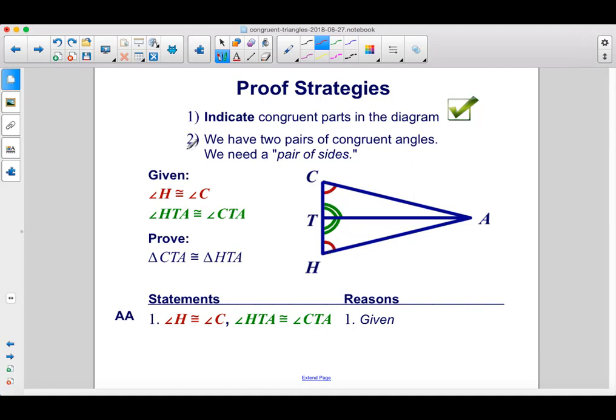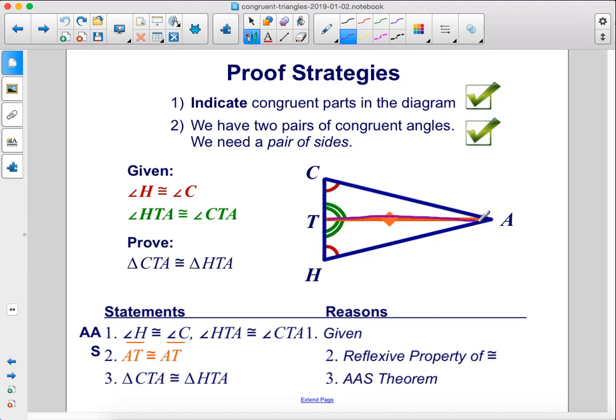Number 2, we have two pairs of congruent angles. We need a pair of sides. So, can you see any sides that are congruent? This side right here. This is a shared side of the two triangles, and it's congruent with itself due to the reflexive property of congruence. Therefore, these two triangles are congruent to one another because of the angle, side theorem.